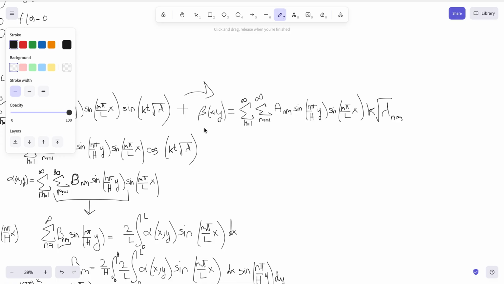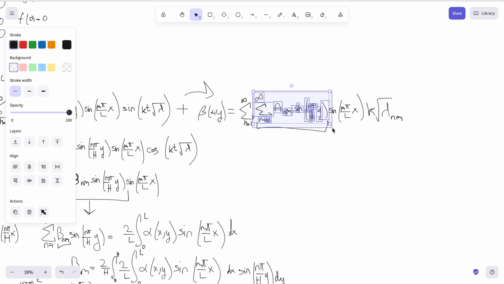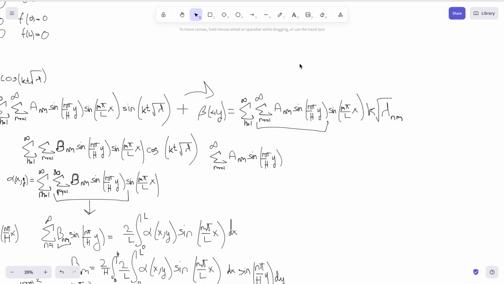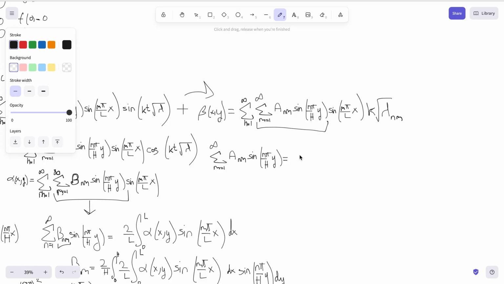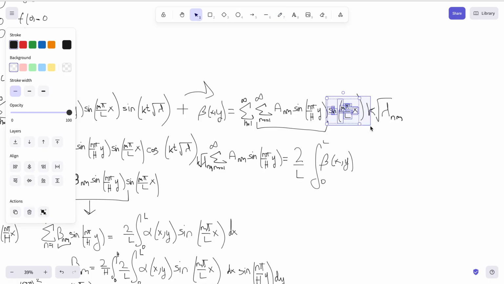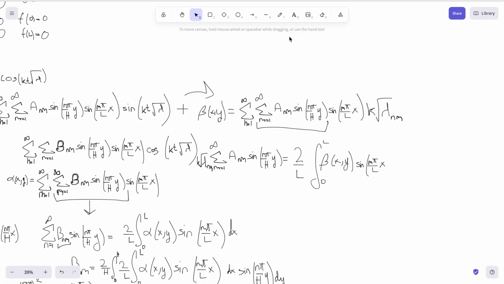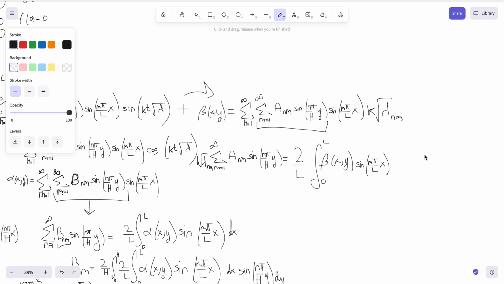Great. So now we'll do a similar process here, where we know that this portion of the equation, if we held y constant, will equal, wait, put the constants in front, k root lambda sub nm would be equal to 2 over L, the integral from 0 through L of beta of x comma y times sine of m pi over L x dx.